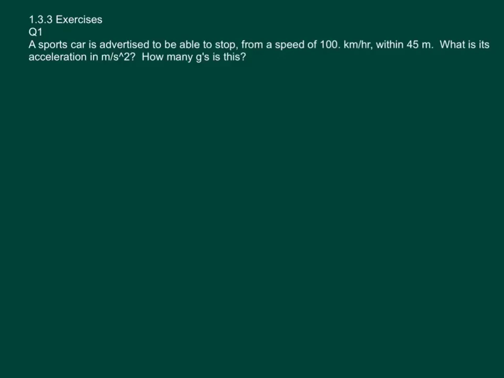Okay, let's get started on the normal old stuff. It's the same old routine. We're going to look at what information we're given. So, from a speed of 100 kilometers an hour, to me that's a VI. And 45 meters, that's our displacement. And we want to know acceleration and how many G's. Okay, so this is all we have.